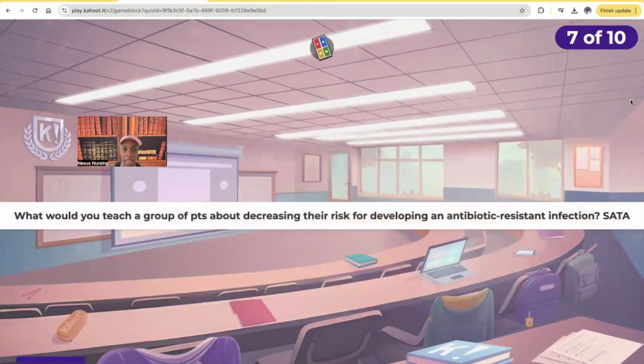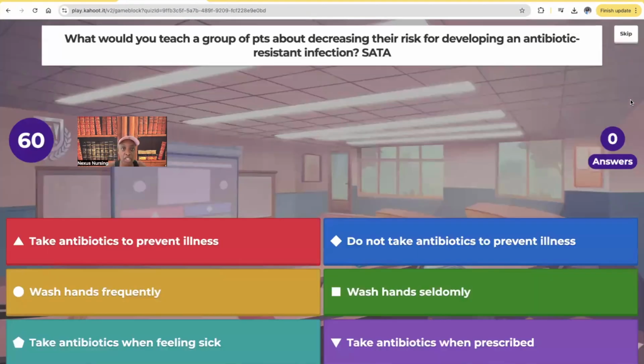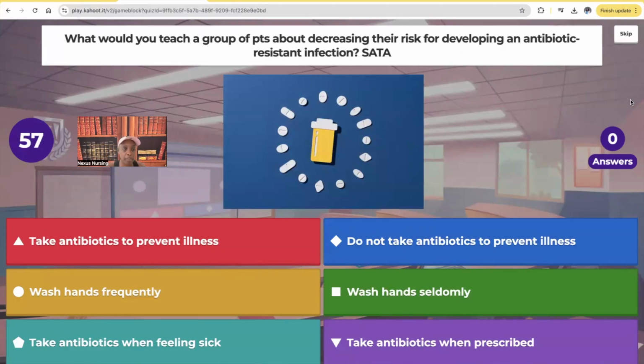Select all that apply. What would you teach a group of patients about decreasing their risk for developing an antibiotic-resistant infection? Here are your options. Take antibiotics to prevent illness. Do not take antibiotics to prevent illness. Wash hands frequently. Wash hands seldomly. Take antibiotics when feeling sick, or take antibiotics when prescribed. What would you teach a group of patients about how to decrease their risk of developing an antibiotic resistant infection?